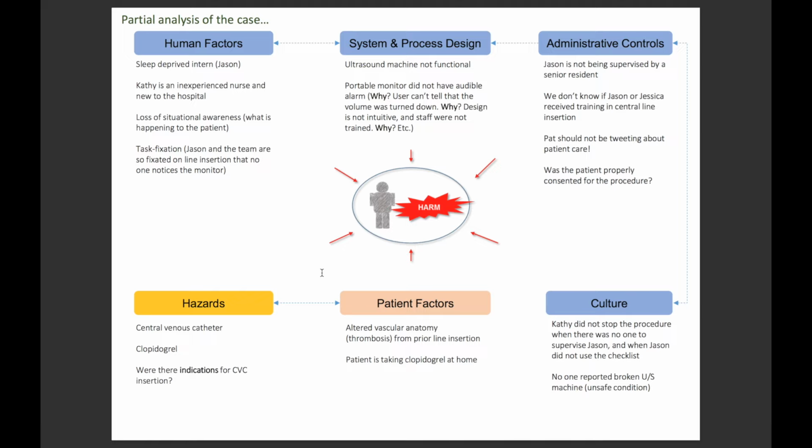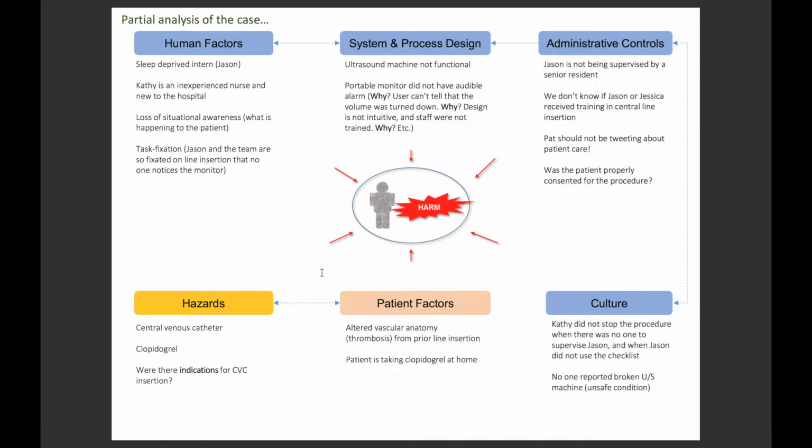Were there indications? A lot of times you say we do things, but are there clear indications for it? Could he have got a peripheral line? Did he need a central line? Patient factors: thrombosis from a prior line insertion, I could have known. The patient was taking Plavix at home. And culture.